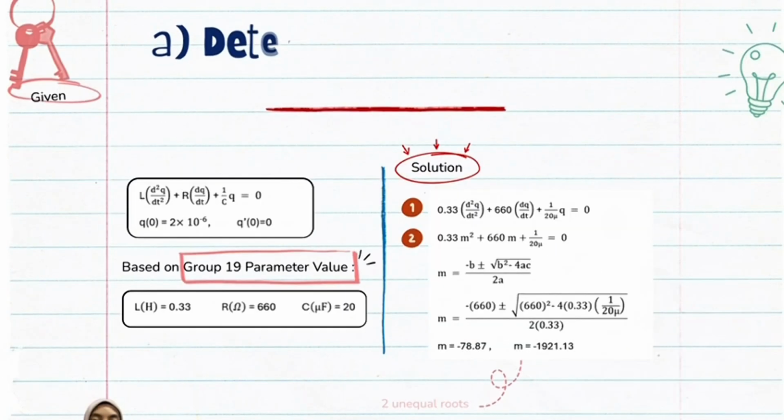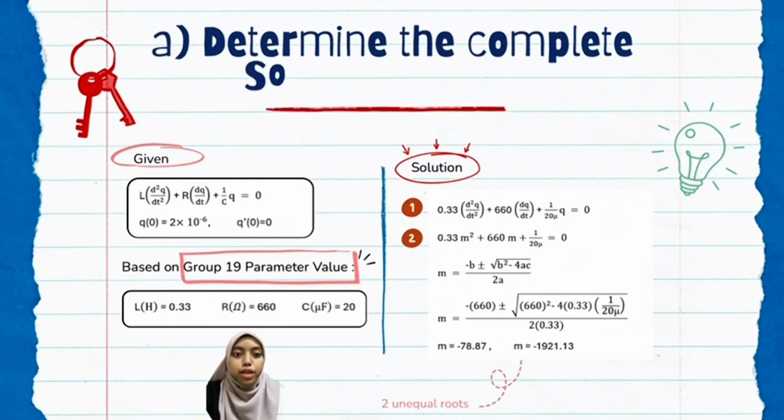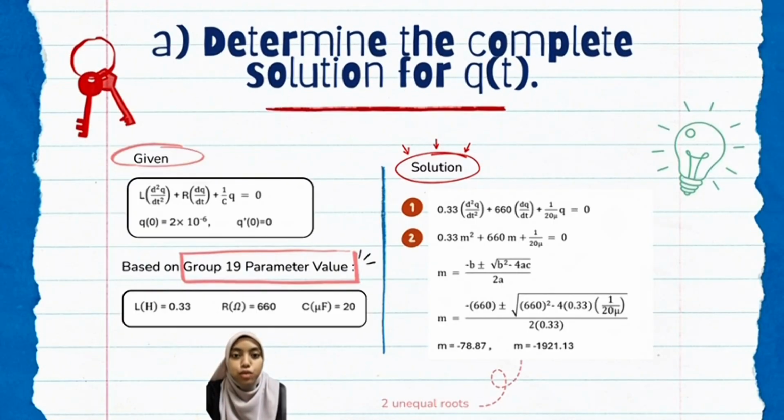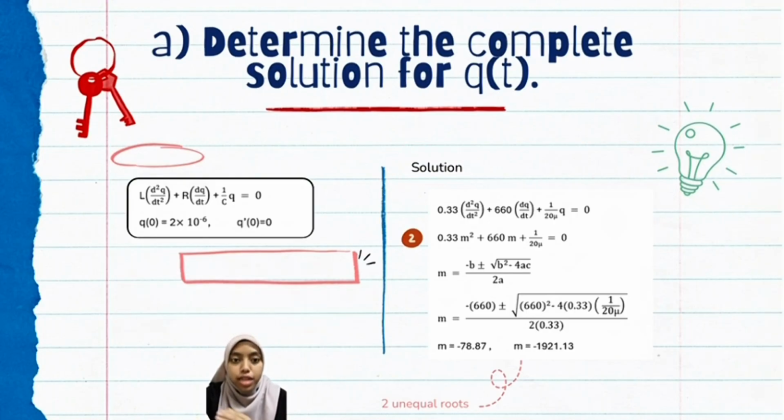For part A, we substitute our given values for group 19 parameters, which are inductance equal to 0.33 Henry, resistance equal to 660 ohm, and capacitance equal to 20 microfarad. This transforms our differential equation into a second order homogeneous equation with constant coefficients. By forming the characteristic equation, we compute the discriminant and then obtain the roots, which are m1 equal to negative 78.87 and m2 equal to negative 1921.13. This mathematically defines the system as an overdamped circuit.